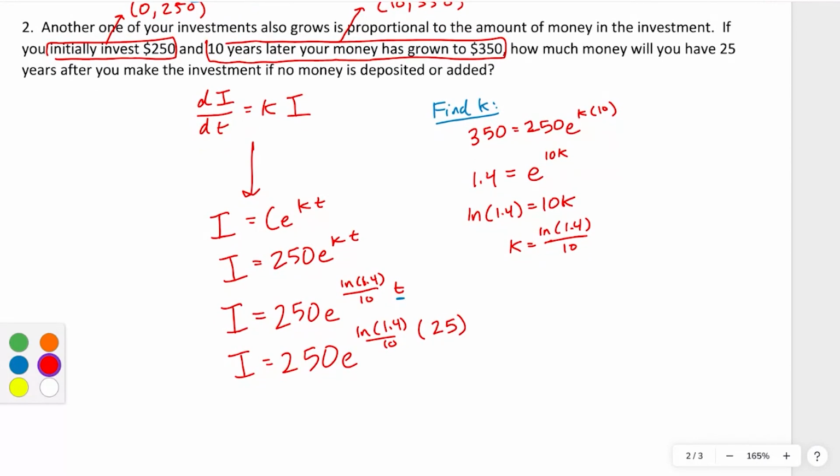And obviously this is something you'd have to put in the calculator. You wouldn't be able to really calculate this by hand. So what would this be? Let's see. Natural log 1.4 divided by 10, times 25. Where's the e on here? Okay, so I get approximately $579.78.